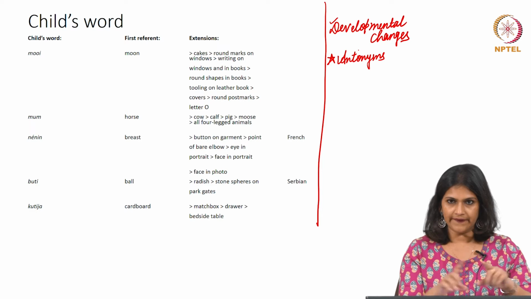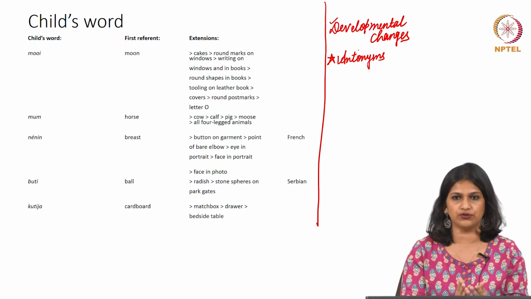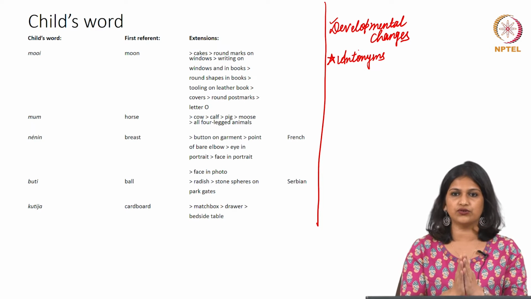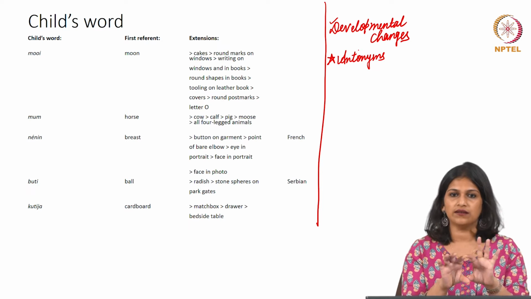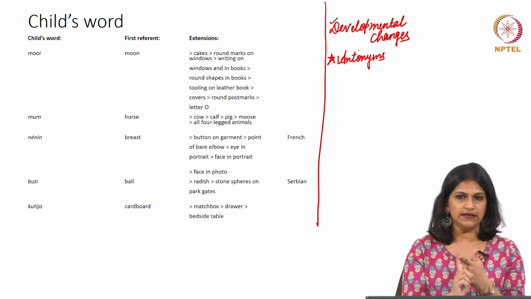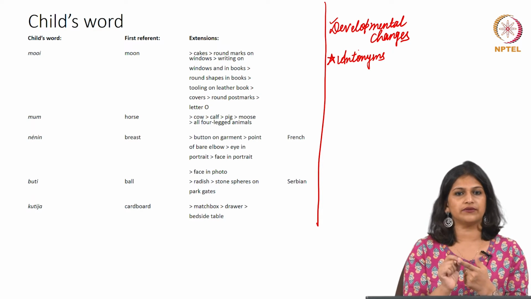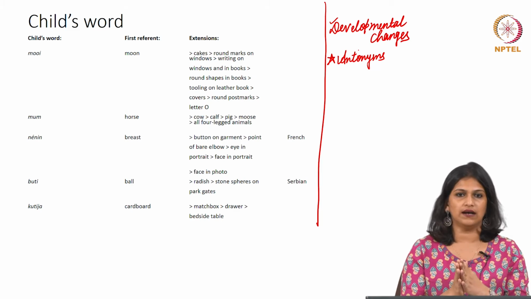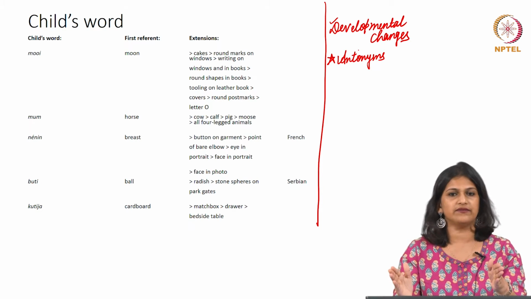That is the first thing. So, let us say during the acquisition process, what exactly do the children need to do? First thing, they should be able to segment the continuous speech into different units. Second thing, they should be able to figure out the relationship among these speech units. First segmenting it, then identifying the relation.